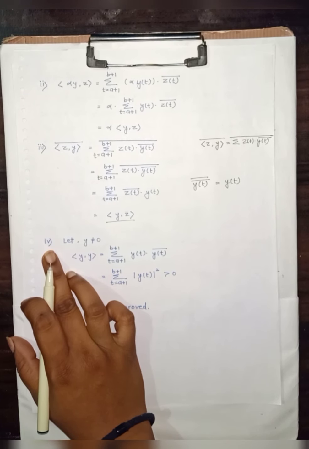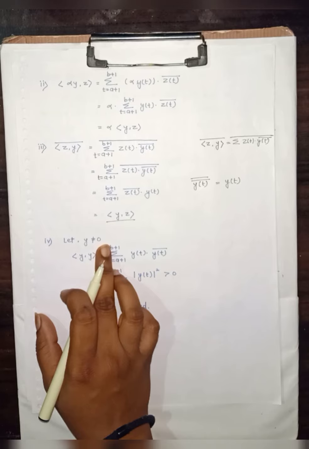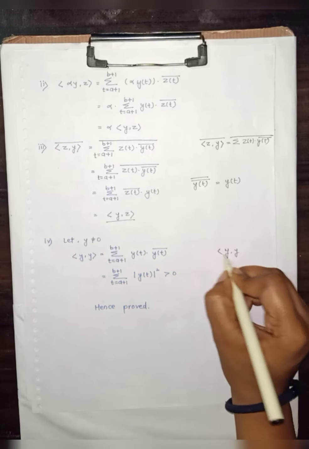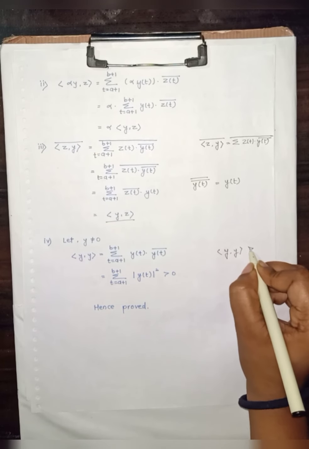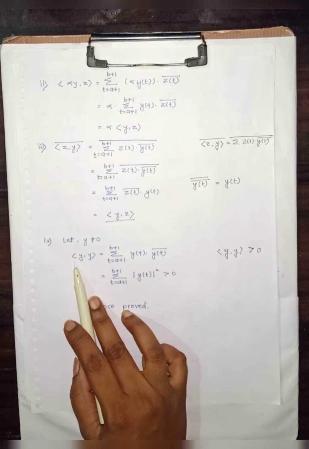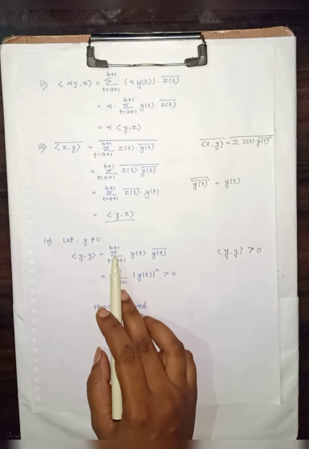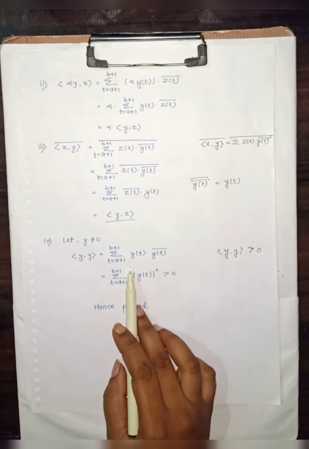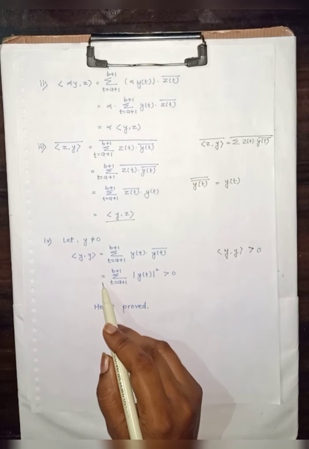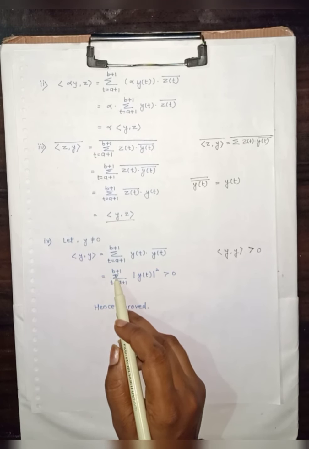Now let's move to the fourth property. Let y not equal to 0, and we have to prove that the inner product of y with itself is strictly greater than 0. So let's consider the inner product of y and y, that is equal to summation from t equals a plus 1 to b plus 1 of y of t into conjugate of y of t, that is equal to summation t equals a plus 1 to b plus 1.